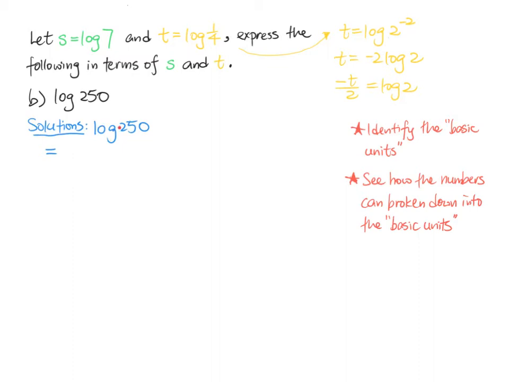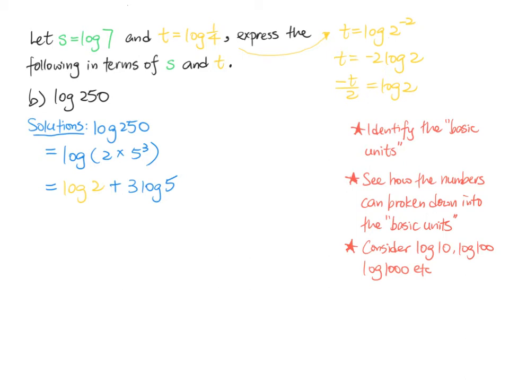Now for this question, log 250, we still have to break this up into the most basic units. But we know that 250 equals 2 times 5 to the third power. So we have log 2 plus 3 log 5. We're good with log 2 because we could write it in terms of t. But the problem is right here, log 5. We are not given any information on log 5.